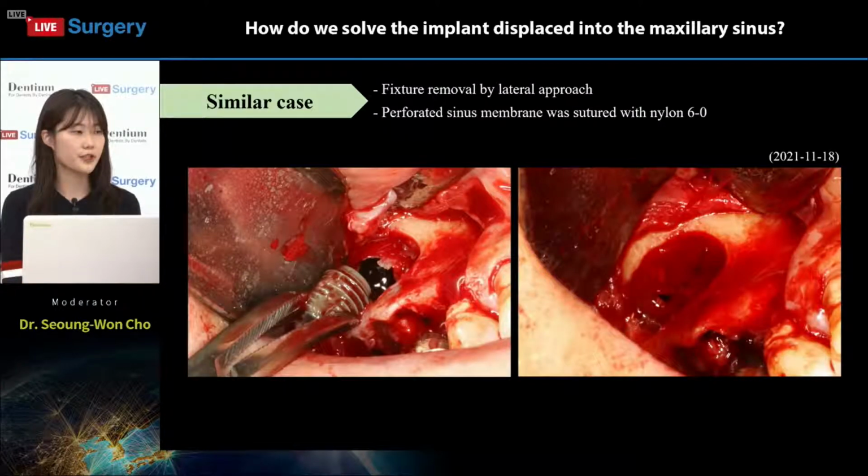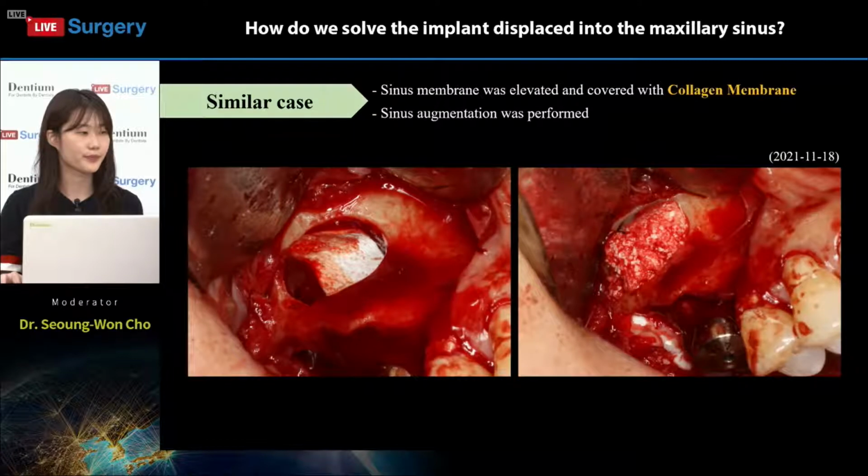For this patient, fixture was removed through a lateral approach. To carry out sinus augmentation and bone graft consecutively, you can either suture the sinus membrane or cover it. In this case, the perforated sinus membrane was meticulously sutured with nylon number 6-0. The membrane was then covered again with collagen membrane. Then the bone graft was performed. With these procedures, you can simply place the implant next time.